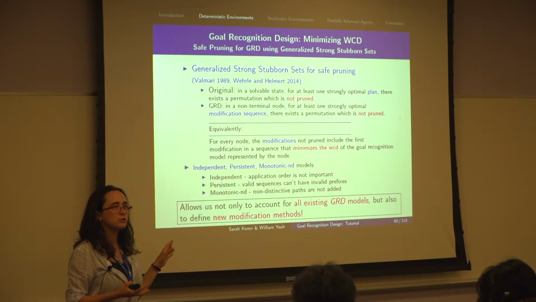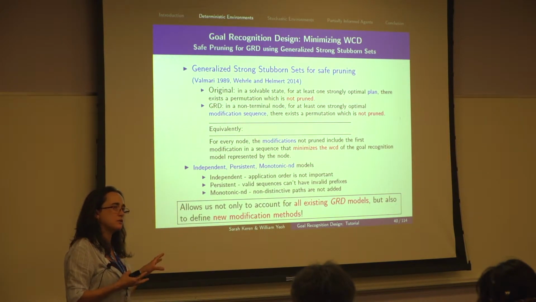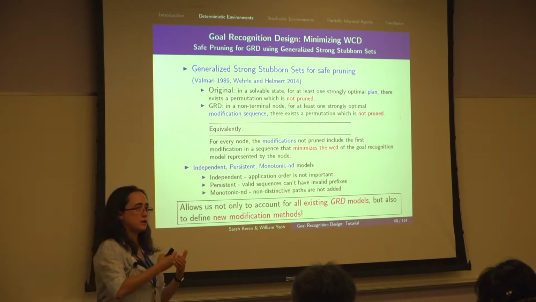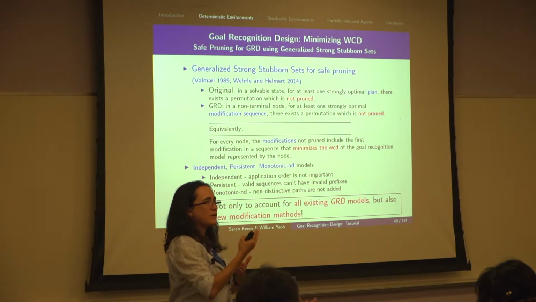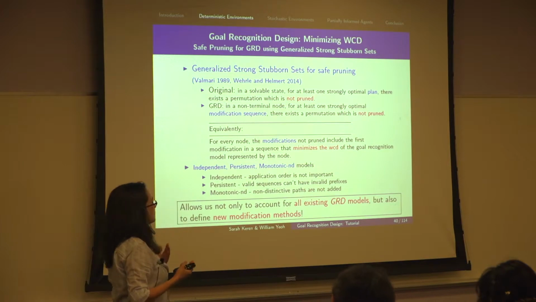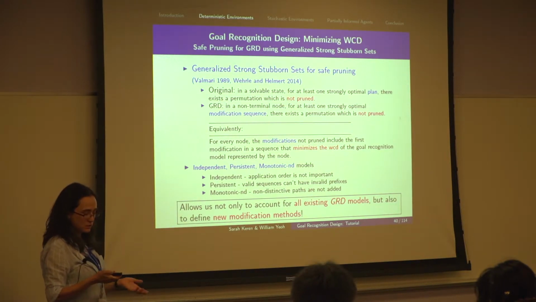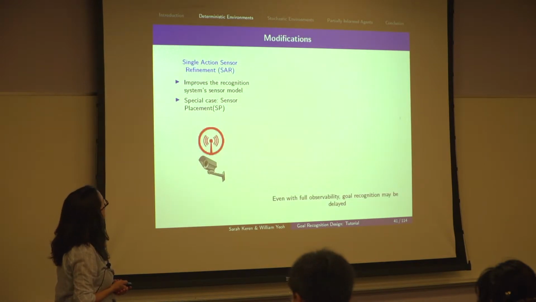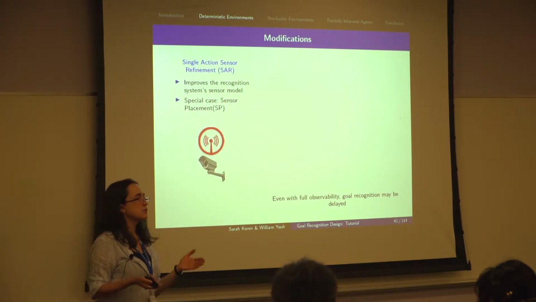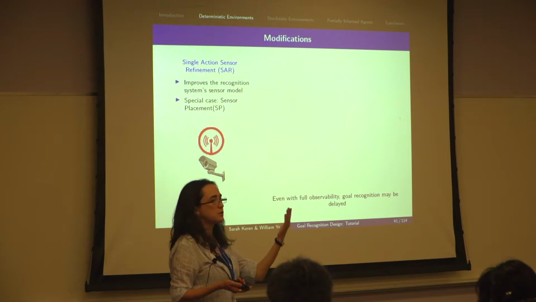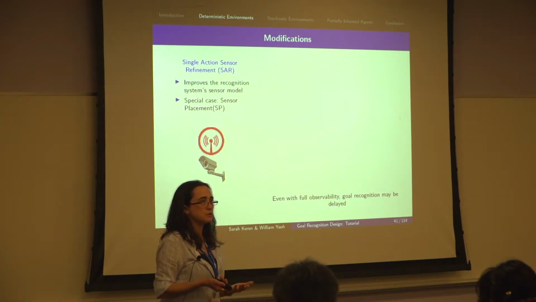I don't want to go into too much of the details, but what I wanted to show here is that by generalizing, by understanding why this works, we were able to actually support not only all existing GRD models, but also new types of modifications. So this allowed us to support settings where the system has partial information.